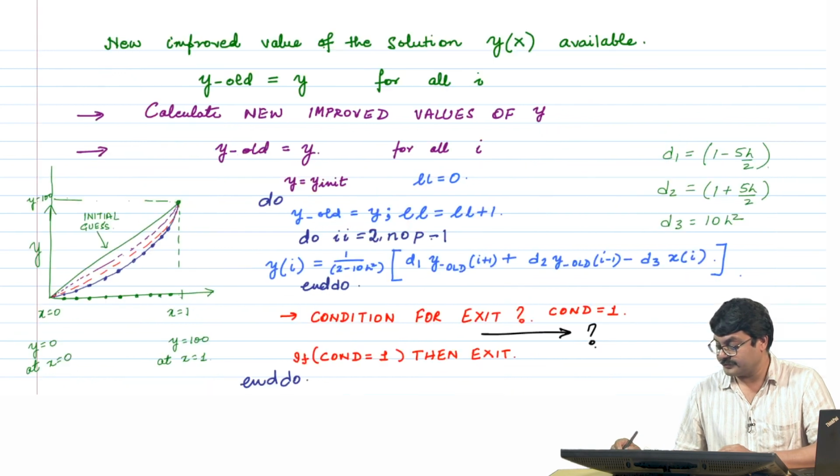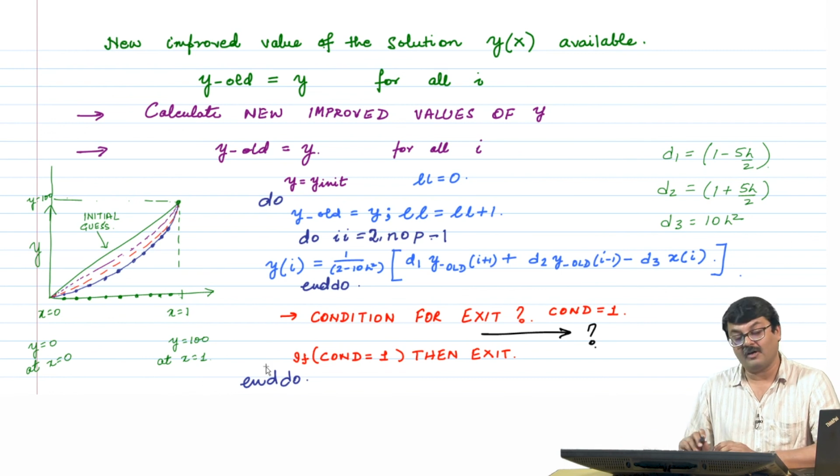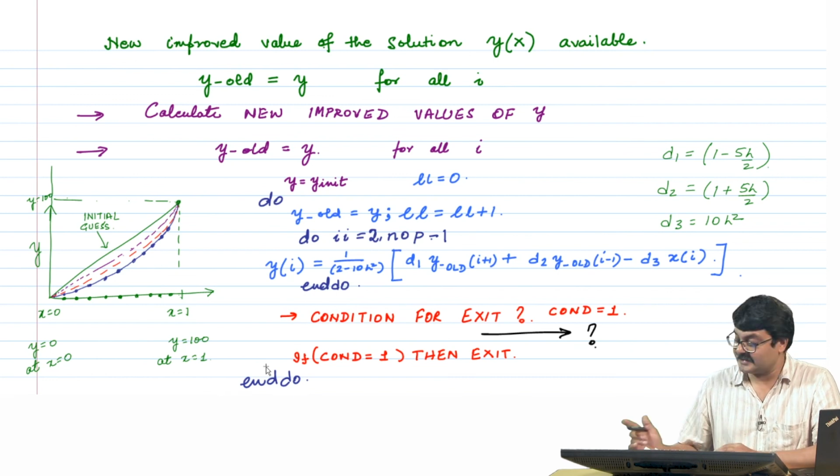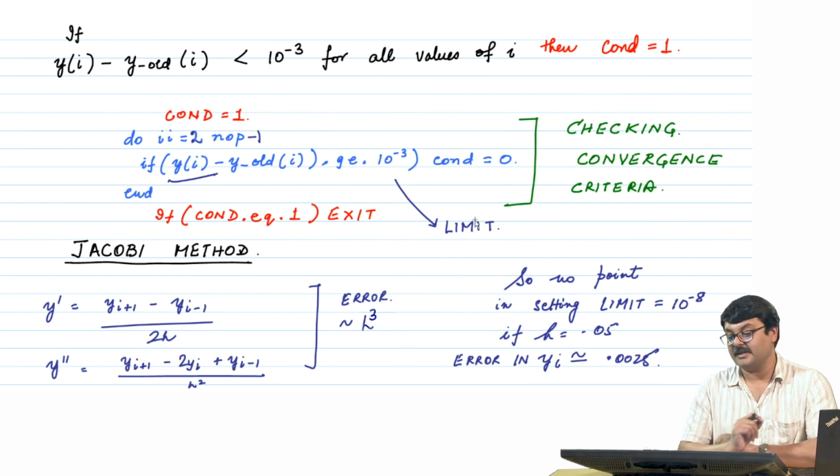What do you do? You go back here, you set y old equal to y, update yi, and again check if for any I the difference between the new value and the older value is less than the criterion that you have set, the convergence limit that you have set, and you keep on doing it.